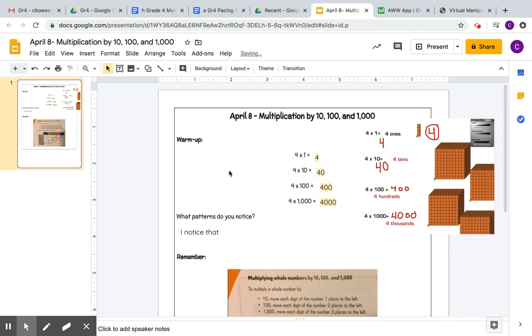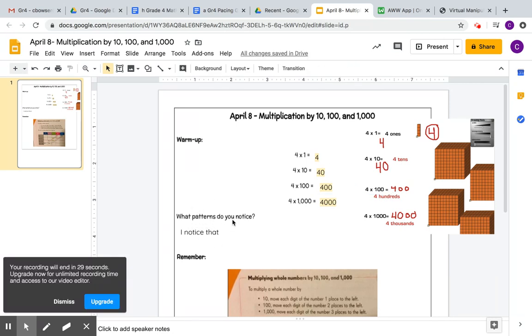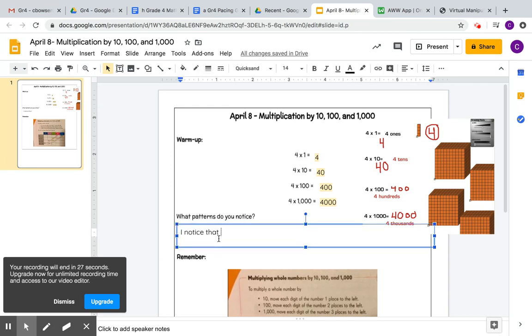4,000. So the next part says, what patterns do you notice? And I want you to do this independently. What do you notice? I notice that. Fill in that sentence.